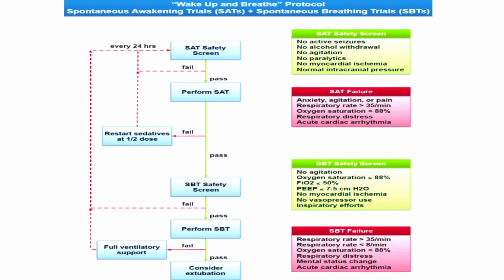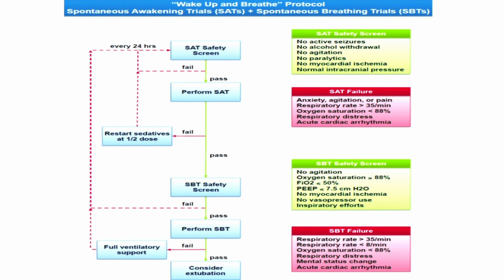This is a very good chart. Your patient is fit to have a spontaneous awakening trial if there are no active seizures, no alcohol withdrawal, agitation, no paralytics, no myocardial ischemia, and normal intracranial pressure. If the patient becomes agitated, tachypneic, hypoxic, has respiratory distress or cardiac arrhythmia at any point of time, then your spontaneous awakening trial has failed.